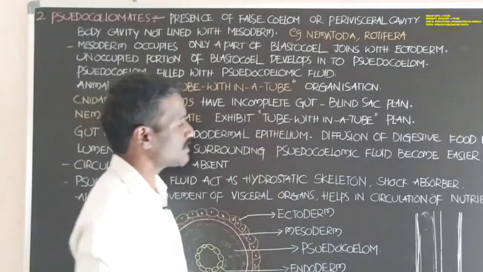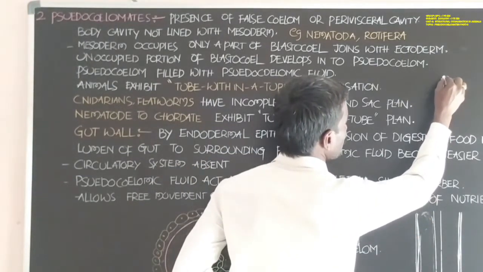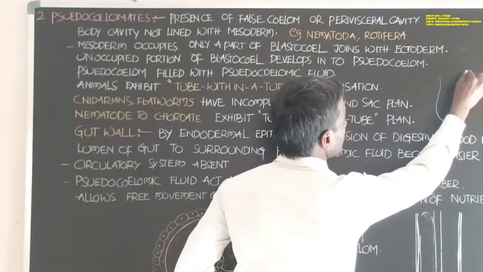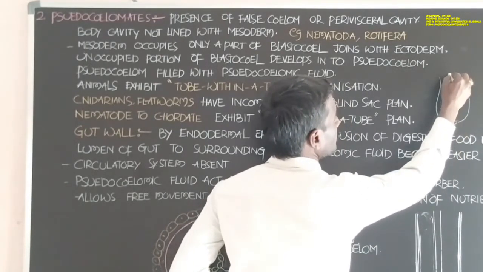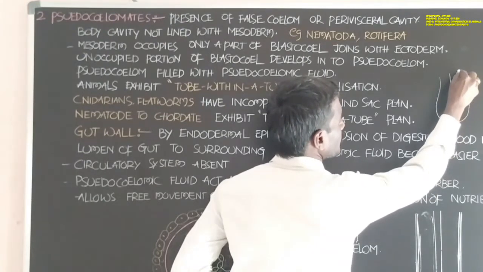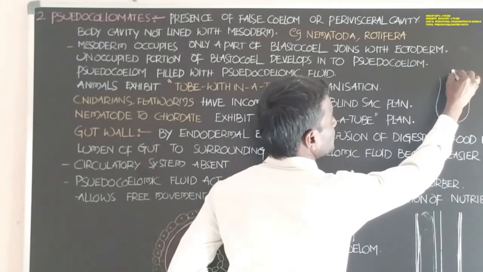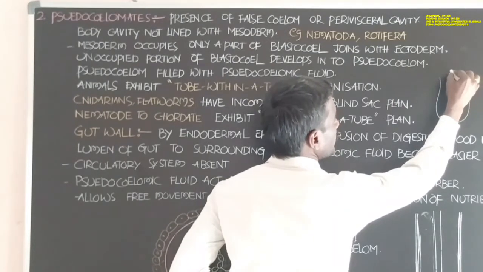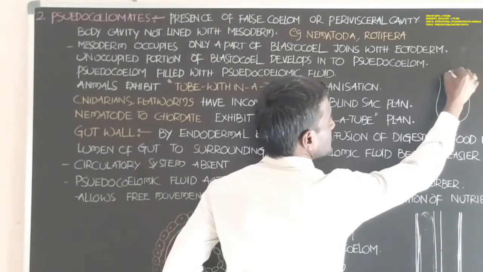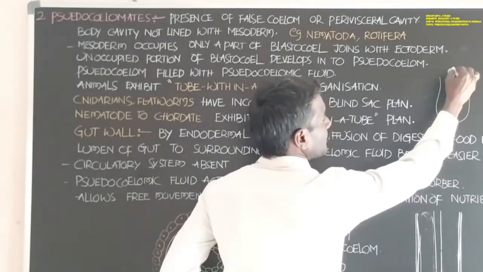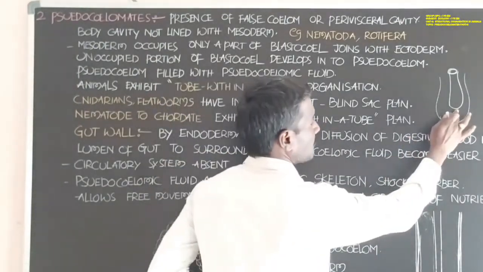Student, incomplete gut means, if you observe cnidarians and the flatworms, it is the body wall of the animal, and it is the food tube, students. It is the food tube. Okay, the food tube is open to the outside with the mouth. Okay, there is no anus. The anus is absent at the posterior part.